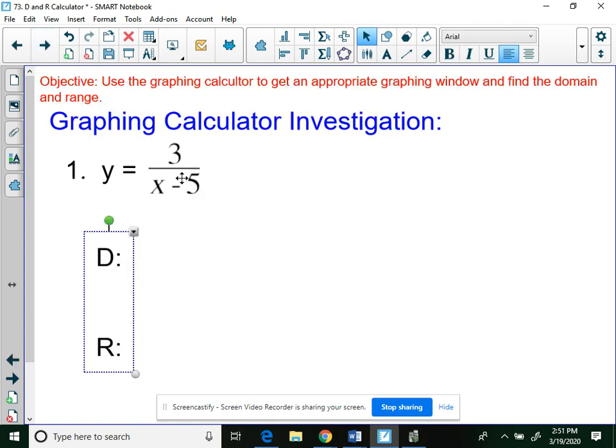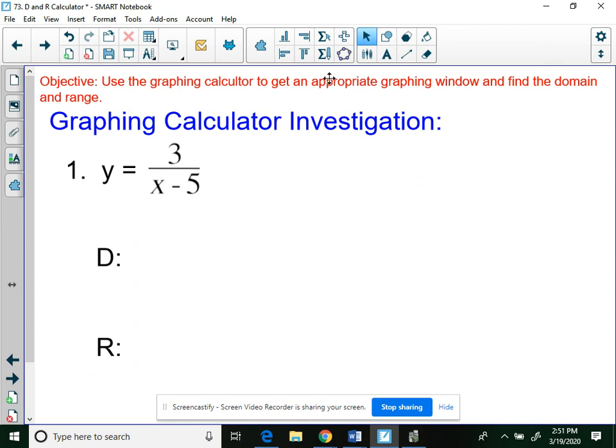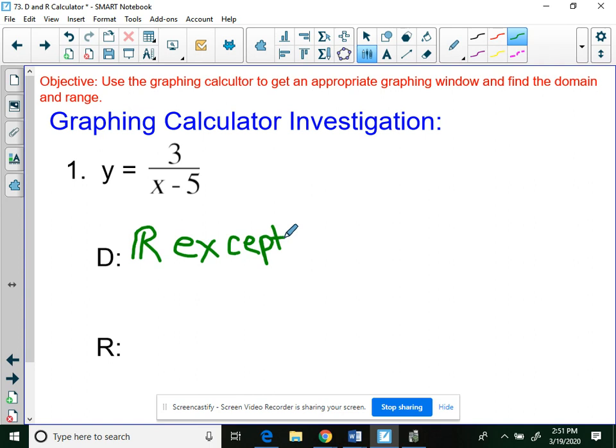All right, so let's start with 3 over x minus 5. So I talked about in our other lesson by doing this by hand, when you have a fraction, you can never have 0 in the denominator. So I kind of already know the answer. It's going to be all real numbers except 5, because if you put 5 in the bottom, it's not going to work. So I know the answer, but let's use the calculator. It's going to be all real numbers except x equals 5.